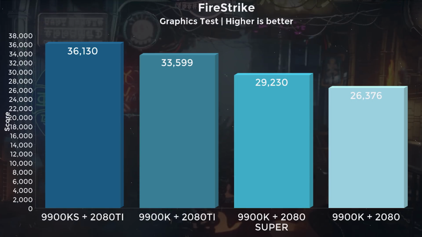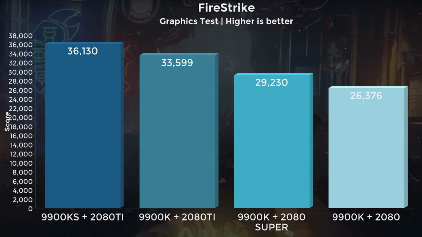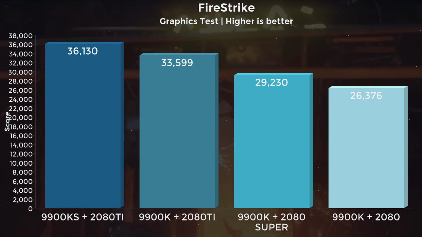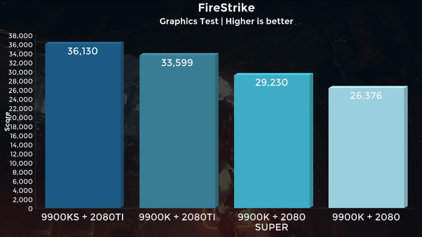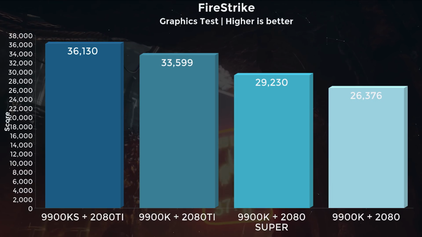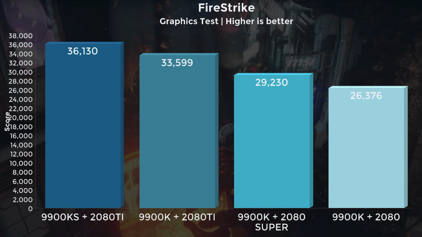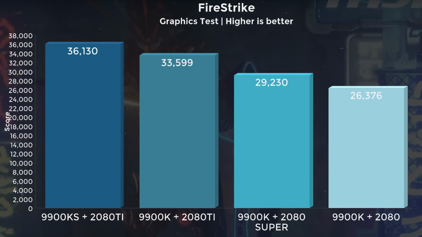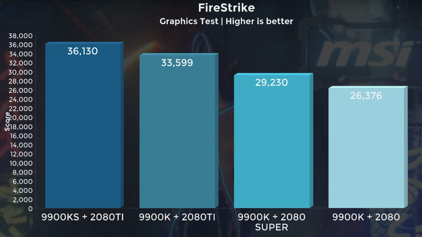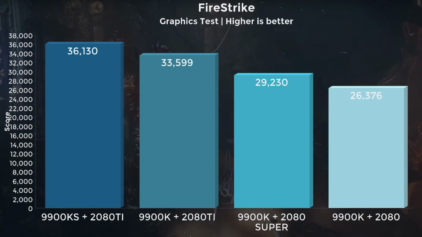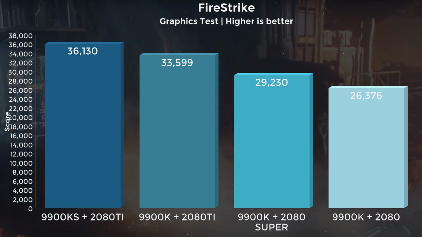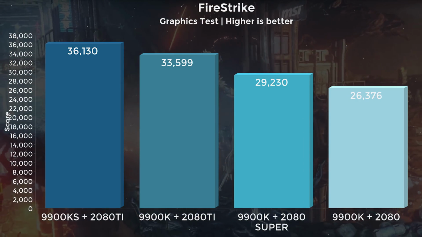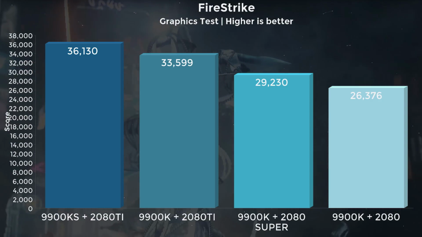So first up, we have Firestrike. It's an artificial benchmark. It's not the best, but hey, everybody benchmarks Firestrike. It gives you an idea of where you are in the lay of the land. 36,130 with the 9900KS and the 2080 Ti. That's a pretty good bump over the 9900K and the 2080 Super. Of course, that's a CPU and a GPU difference, the 9900K plus the 2080 Ti. It's about 33,599 versus 36,130, owing to out-of-the-box clock differences.